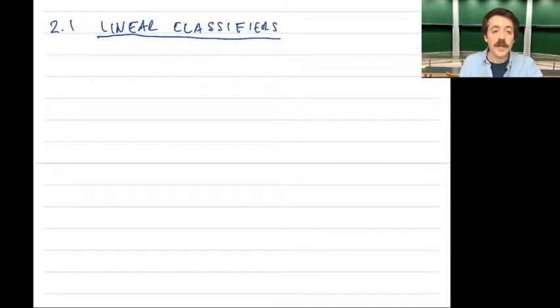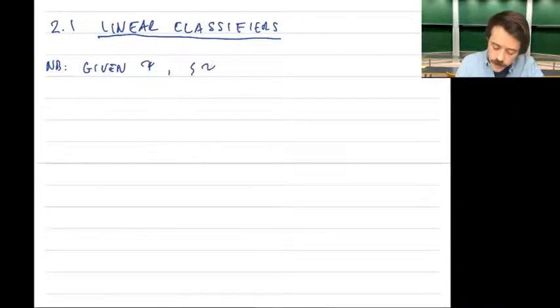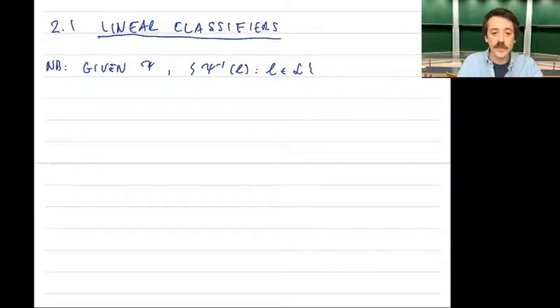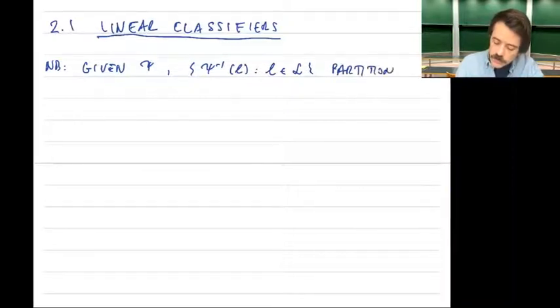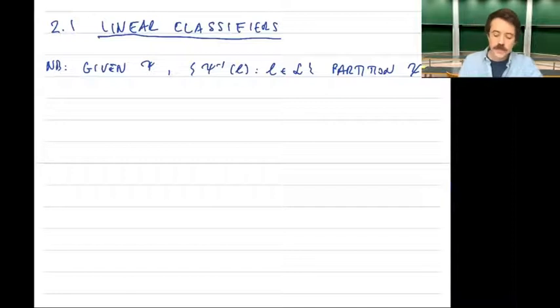Okay. All right. So note something. Given a classifier psi, its pre-images, by which I just mean that we take the pre-image of the potential labels, and here we are using the first interpretation of the labels, partition the sample space. Okay. So then let me write a definition.